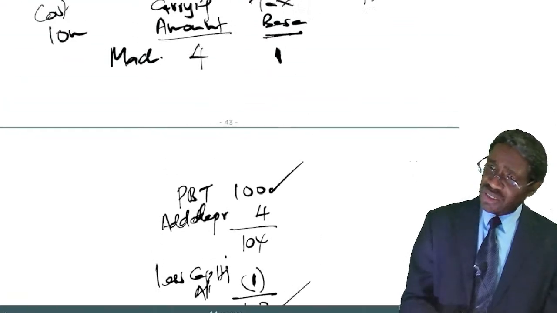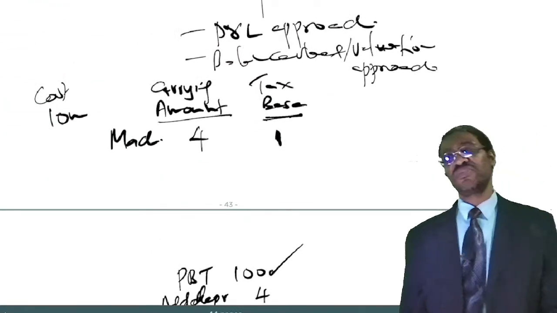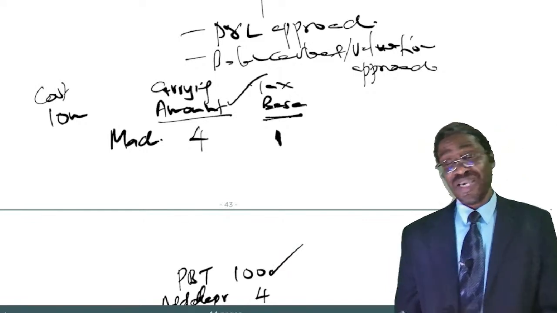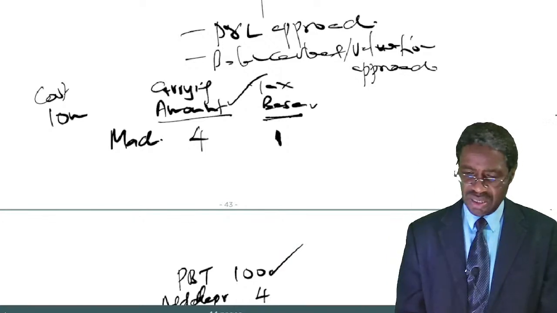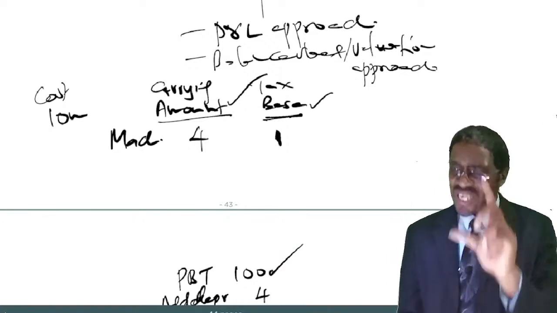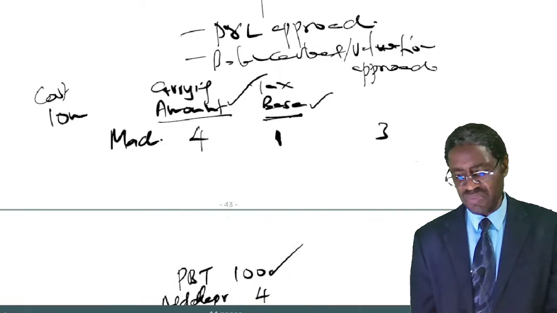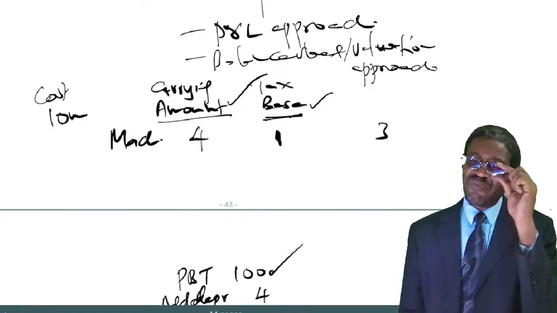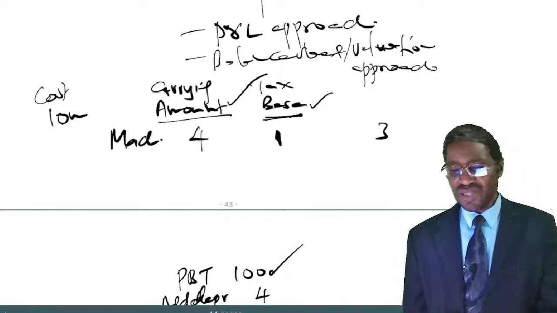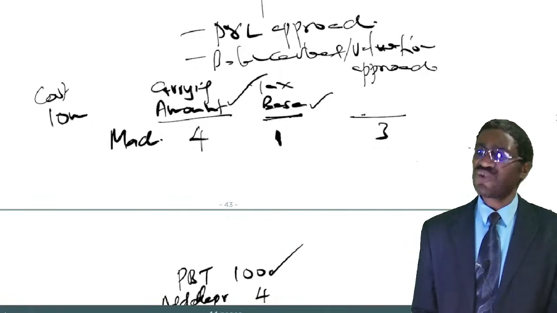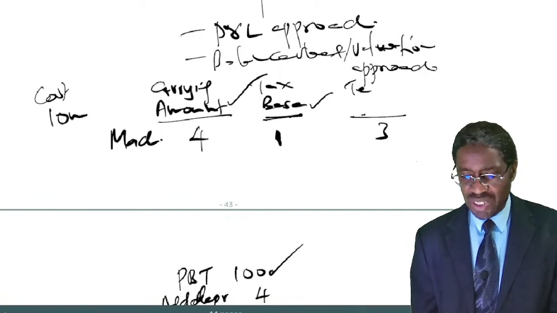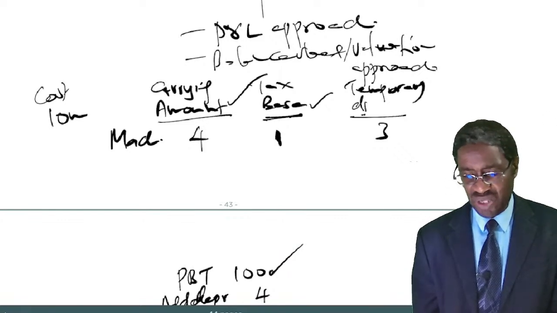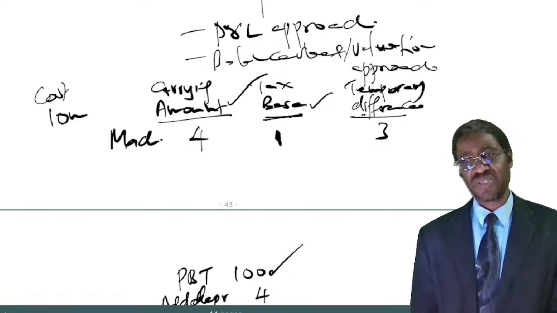If you look at the table I prepared here, if I compare the carrying amount of my asset and its tax base, which is 1 million, I am getting again a difference of the same 3 million. Now listen, using this approach of balance sheet or valuation approach, that 3 million, we normally refer to it as the temporary difference.